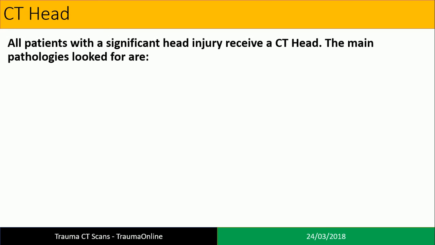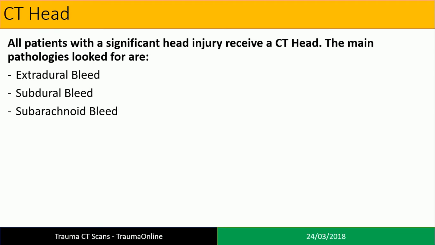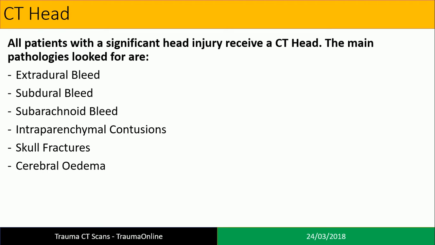So patients with a head injury will typically receive a CT scan of their head. And what you'll be looking for are things like extradural or subdural bleeds. So these will be your lentiform or crescent-shaped bleeds. Subarachnoid bleeds, where you can see the blood present within the CSF, or contusions, which is essentially bruising present within the brain tissue. You can also have a look for skull fractures and swelling around the head.